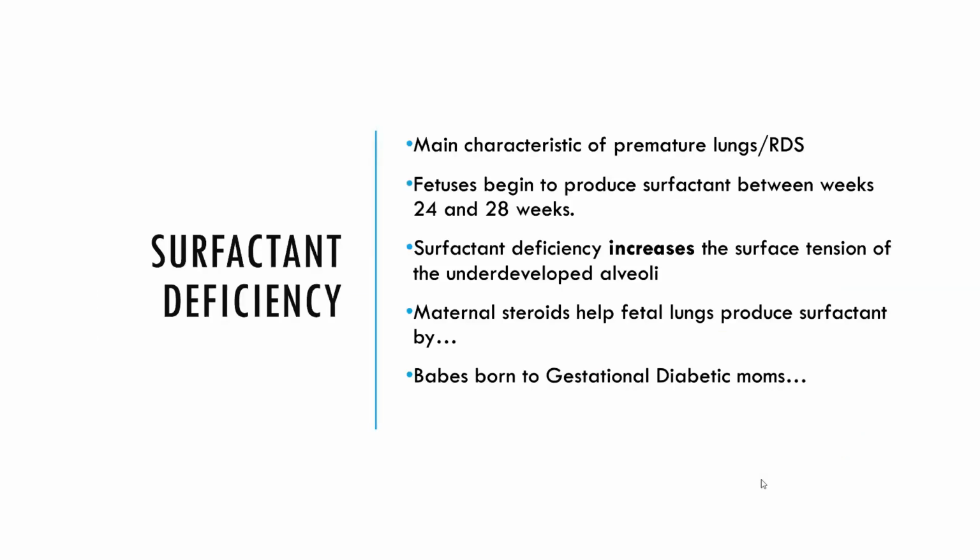Surfactant deficiency is going to be the biggest characteristic of RDS and premature lungs. Like I said, they begin to produce surfactant between the ages of 24 and 28 weeks. If you are surfactant deficient, the surface tension of your underdeveloped alveoli is actually high. If the tension of something is high, that means we have an increased chance of it rupturing or popping or just being inadequate to produce gas exchange.